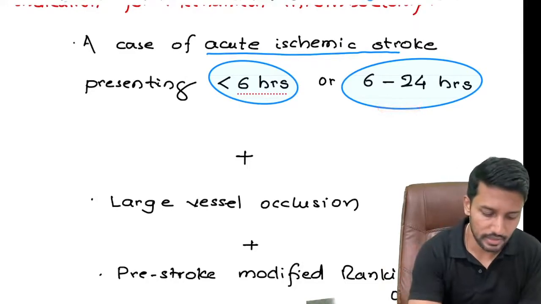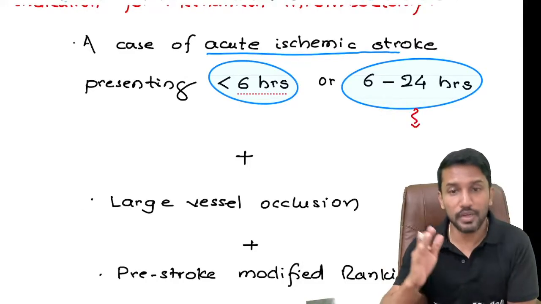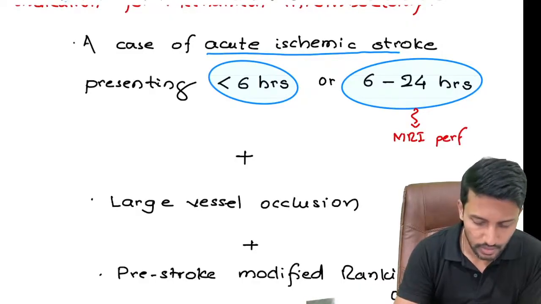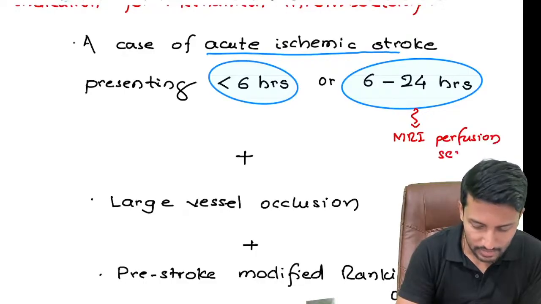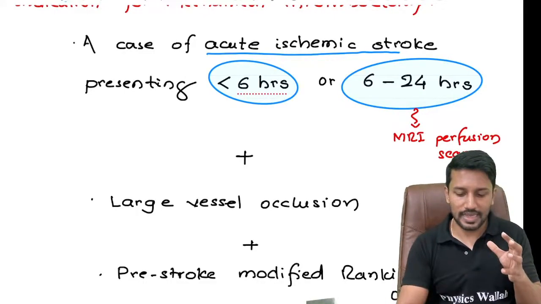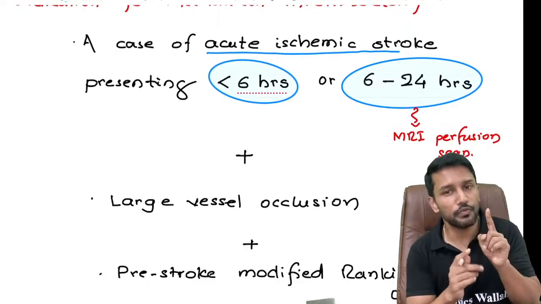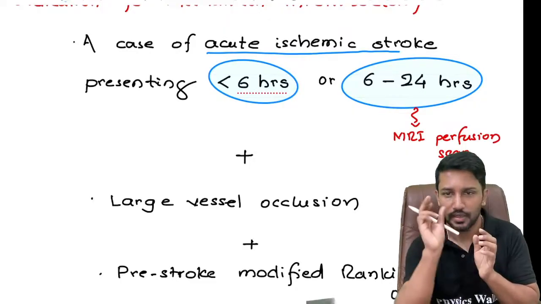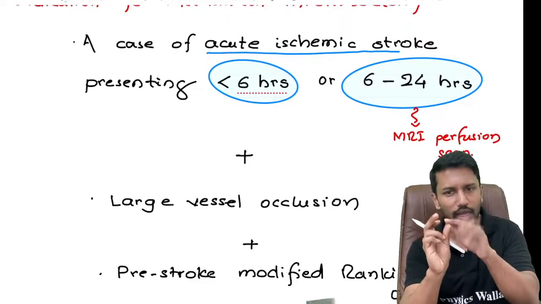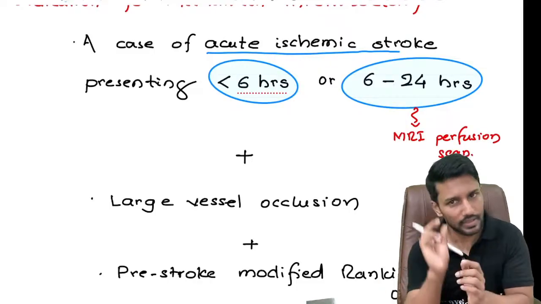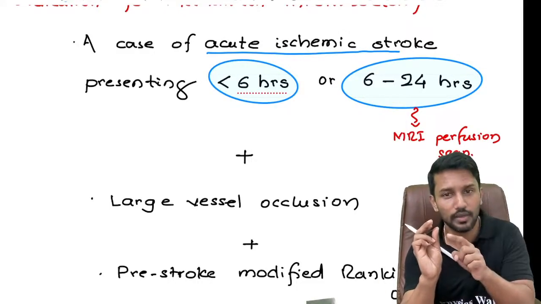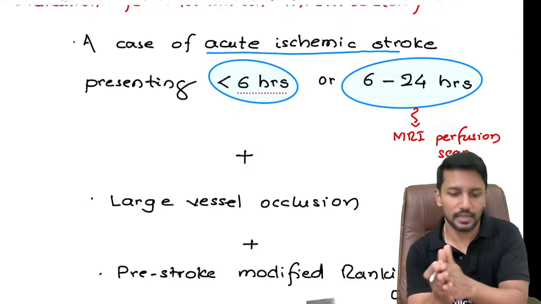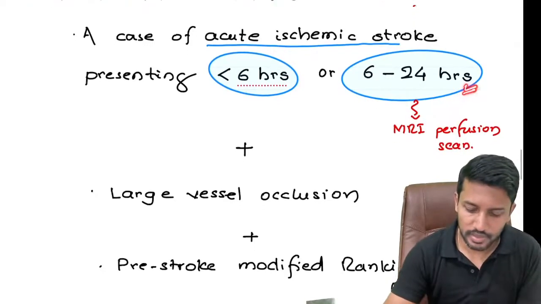So how do I understand that? I can understand whether there is savable tissue or not by doing an MRI perfusion scan. We will see if there is any area of the brain which is not perfused but not infarcted. That is talking about the penumbra. There is an area which is not getting blood supply and it is infarcted, so that is dead, simple. But there is also an area which is not getting blood supply, but it is not looking like an infarct. That is our penumbra.